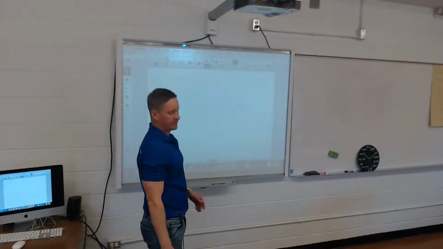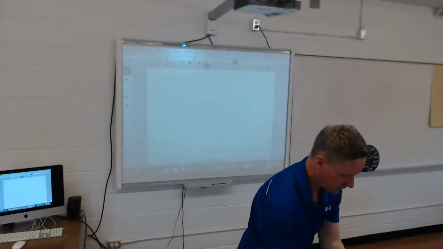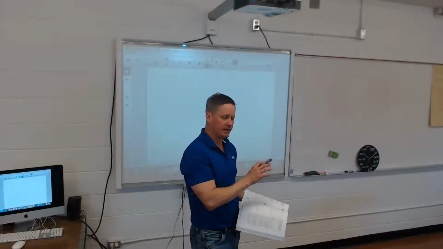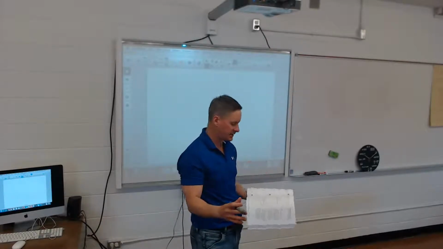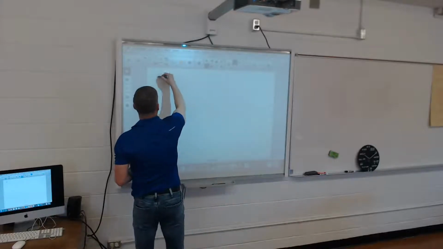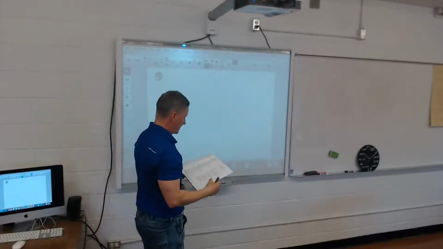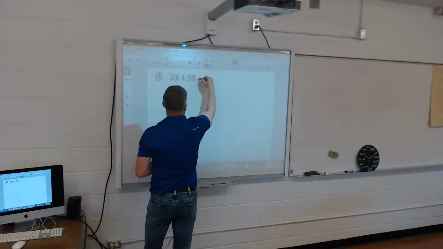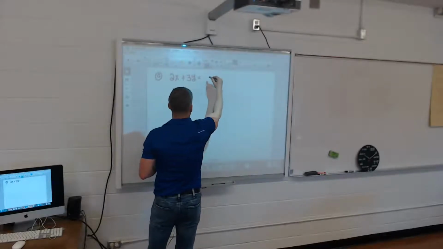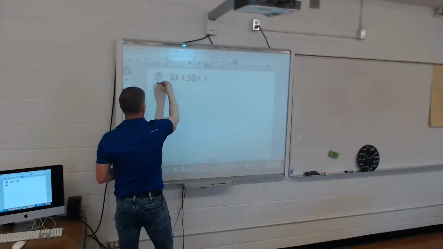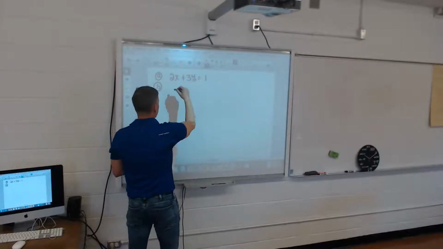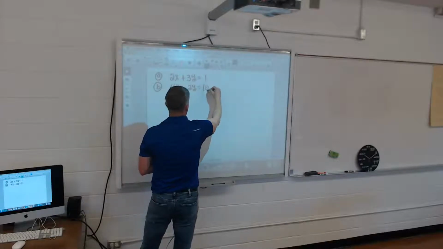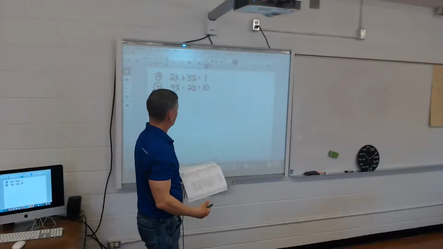Let's try B. Let's do B together. Again, I want to write it in the form ax plus by equals c, meaning I want the x and the y on the same side and the c by itself. So I always start by writing that out as is. So in B, I'm going to add the 2x to the 3y, and that's going to be equal to +1. In the second equation, I'm going to subtract the 2y to this side, and that's going to be equal to 10.